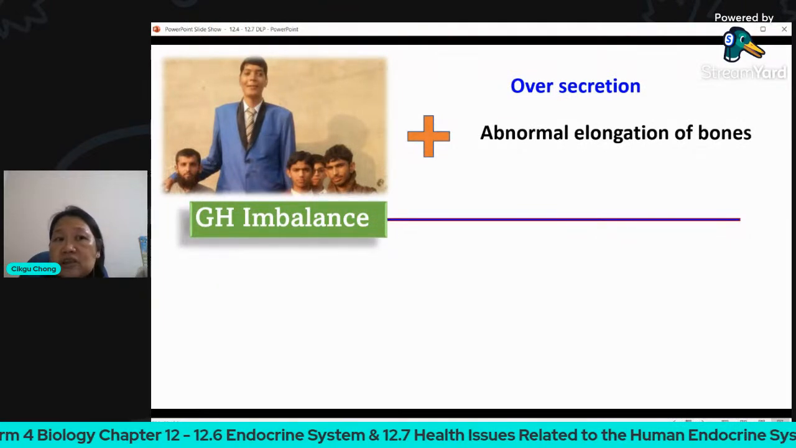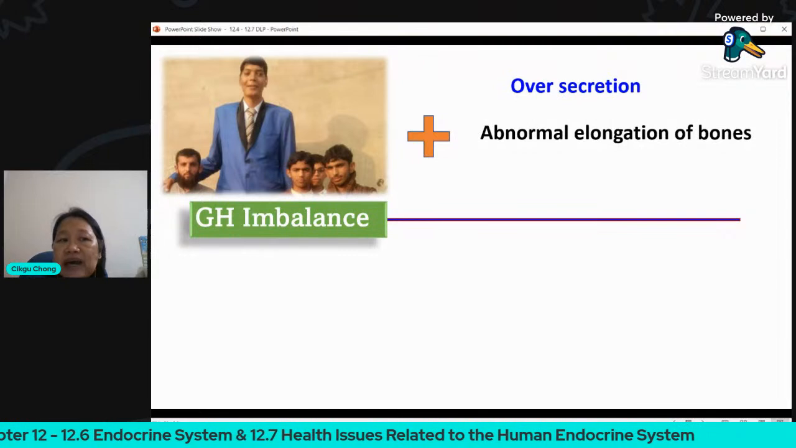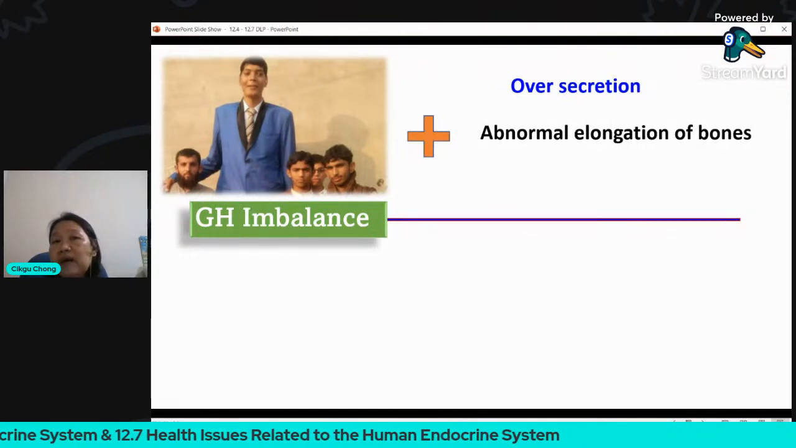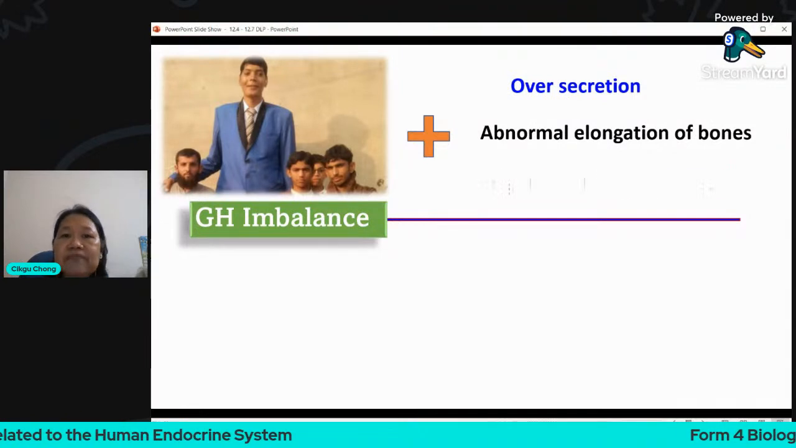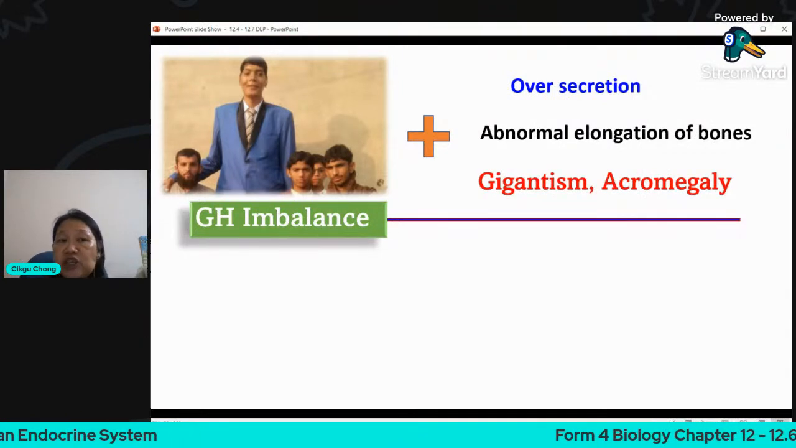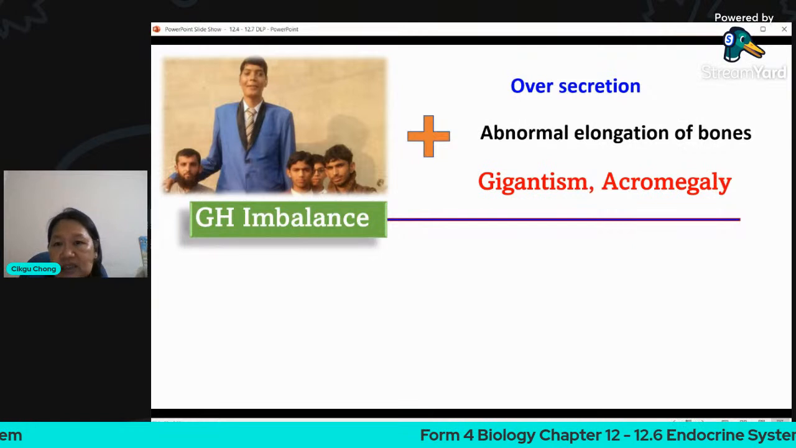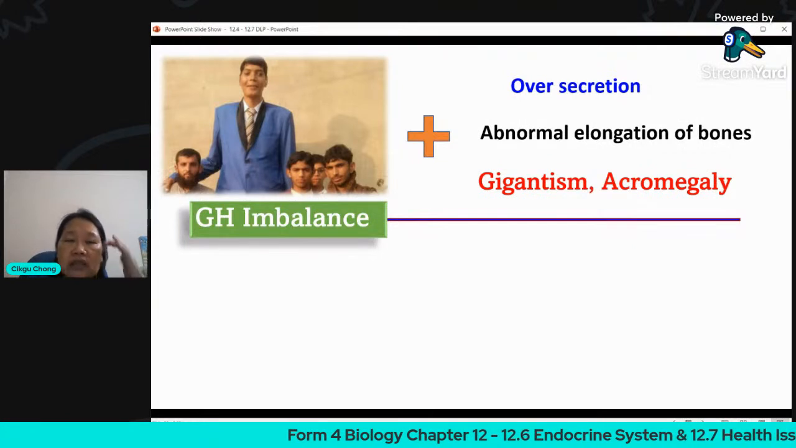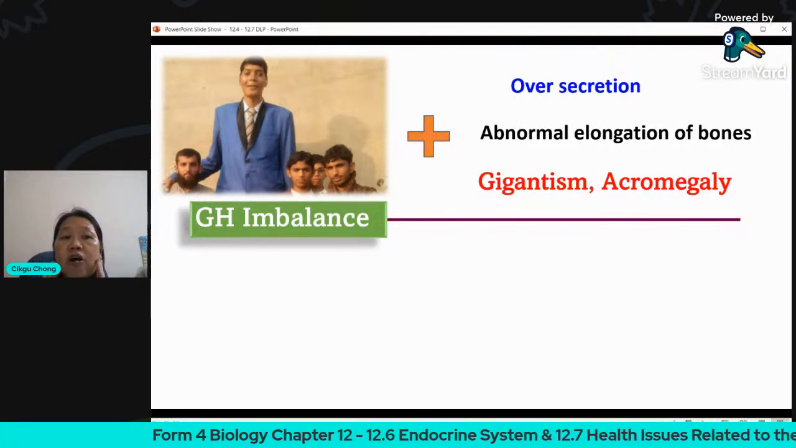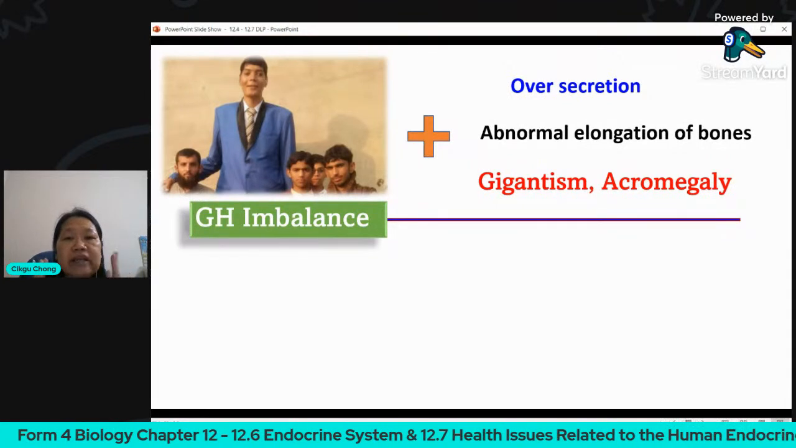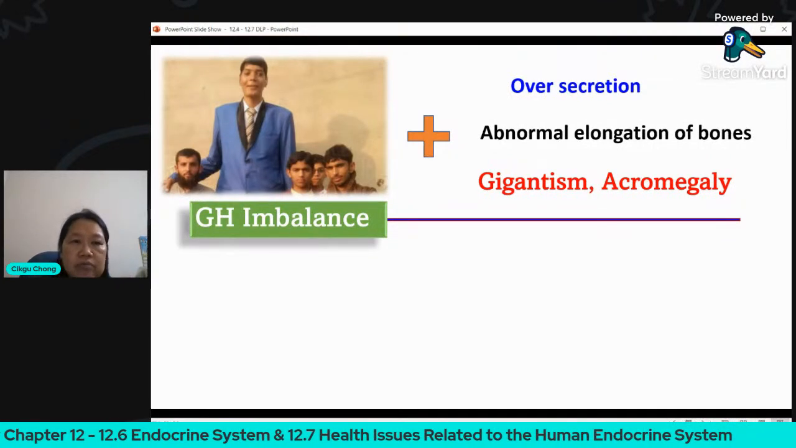Just now the person that you saw, Sultan Hossein, he probably had growth hormone imbalance, over secretion from the pituitary gland. We call it gigantism. The person becomes giant. Gigantism, and also acromegaly, where the face, the jawbone here becomes bigger, wider. The hands also very big for acromegaly.